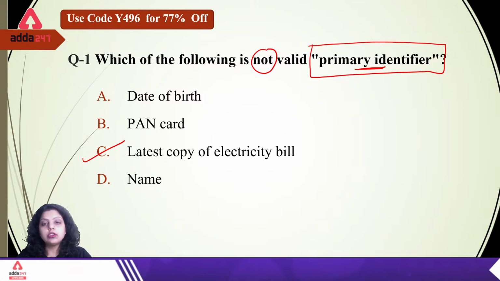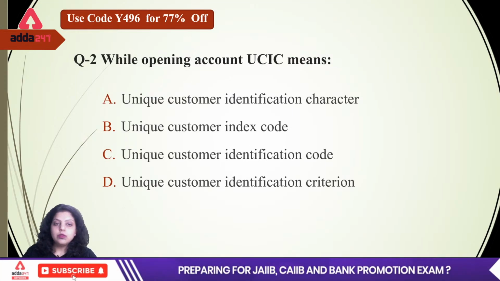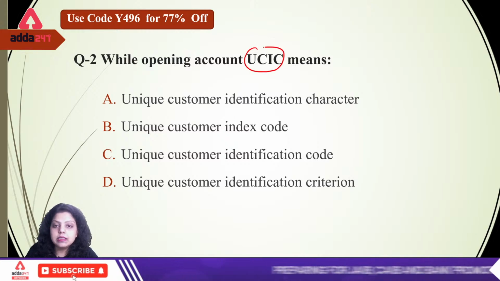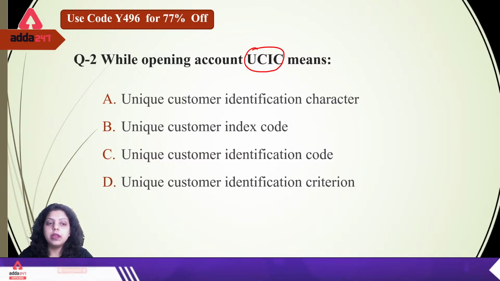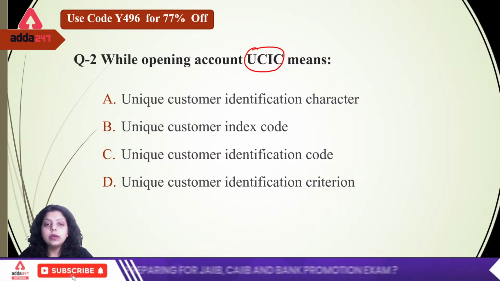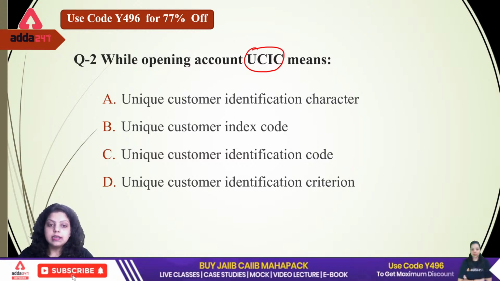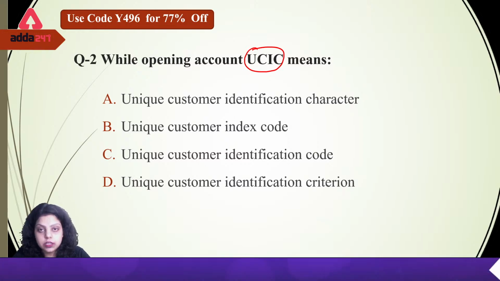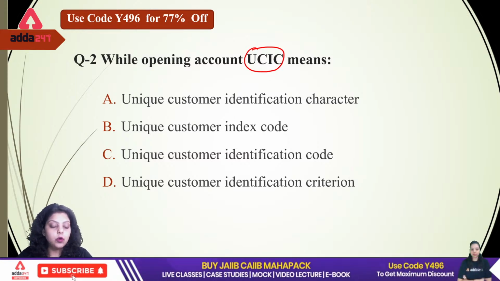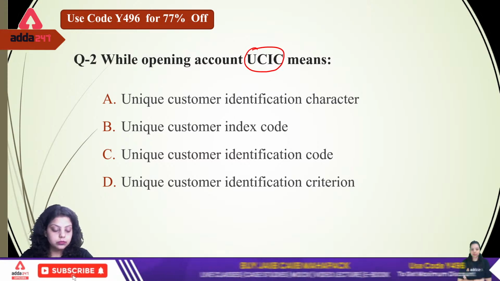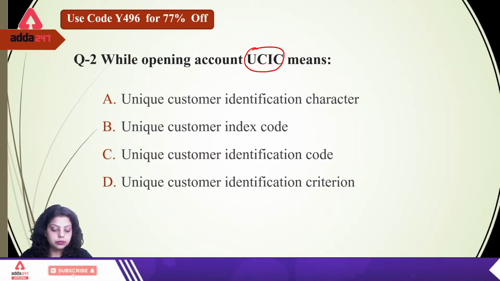Now the second question is, while opening account, UCIC means. What is the full form of UCIC, which is related to the opening of account? Is it unique customer identification character? Is it unique customer index code? Is it unique customer identification code? Is it unique customer identification criterion? So which of the following is true about the UCIC full form we use at the time of opening account? A, B, C or D?